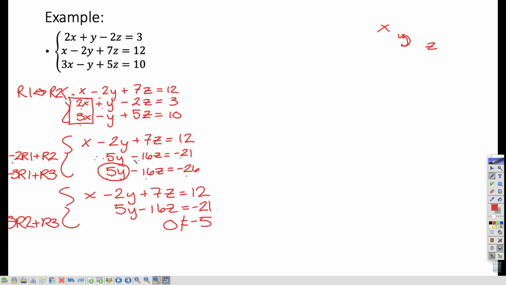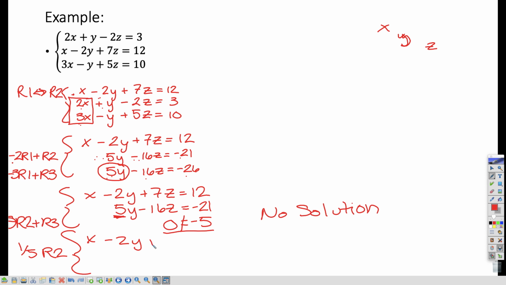Okay, so what do I have to do still? You still have to solve for y. What do I have to do to get that to be 1? You can't multiply by 0. Multiply by negative 1/5. Okay, R2. Now the answer here is no solution, but you have to finish. And why is it no solution? Because 0 can't equal -5.